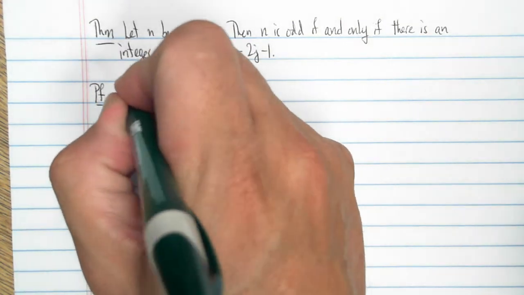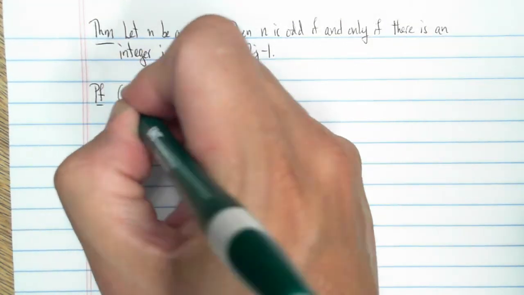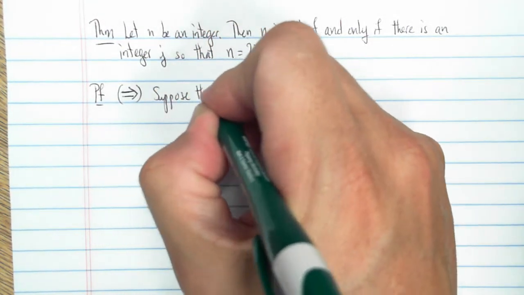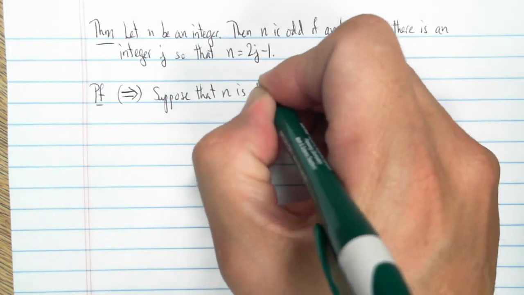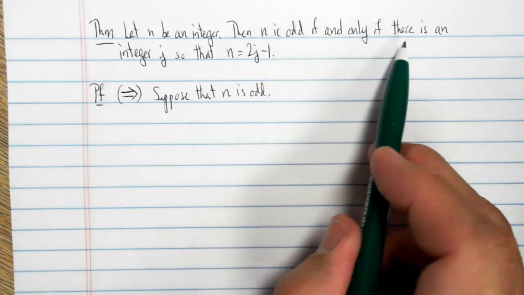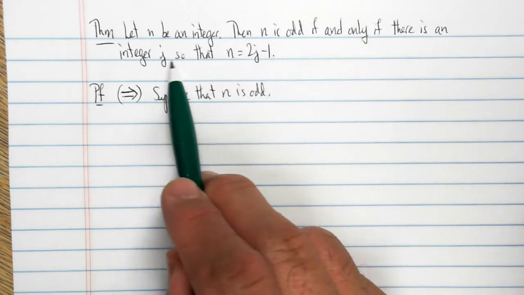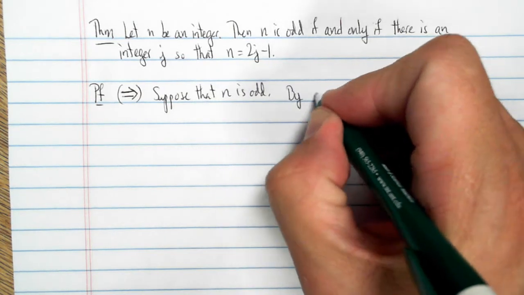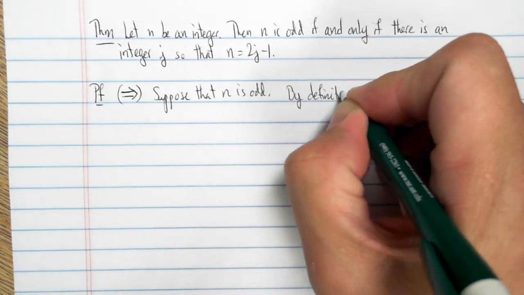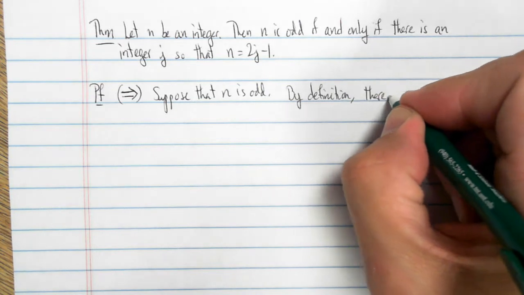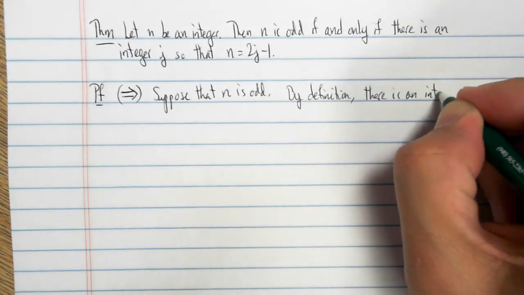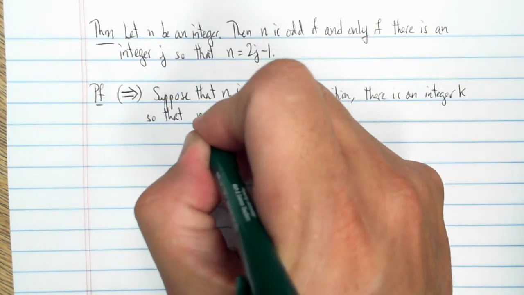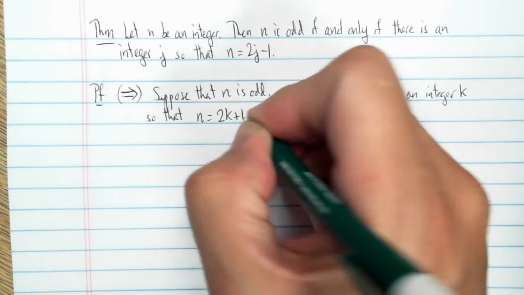Okay, now this is an if and only if, which means I have to prove two different things. So first off, suppose that n is odd. I'll need to end by showing that there's an integer j such that n is equal to 2j minus 1. Now, if n is odd, by definition, there is an integer k so that n is equal to 2k plus 1.